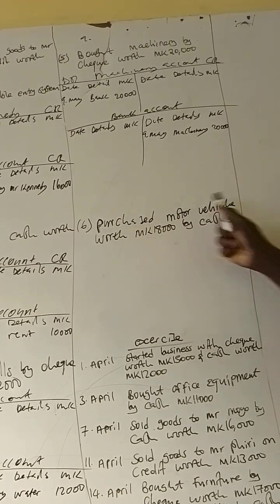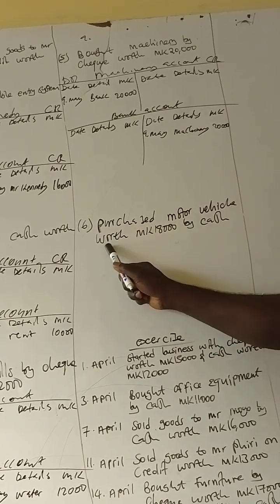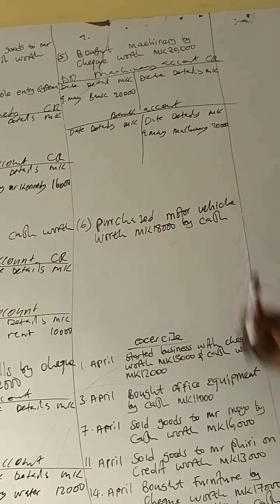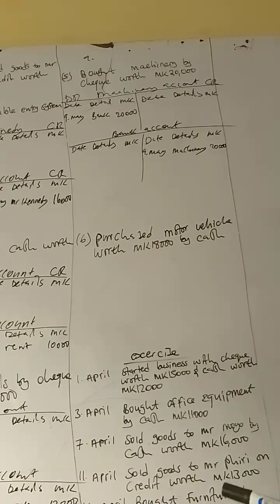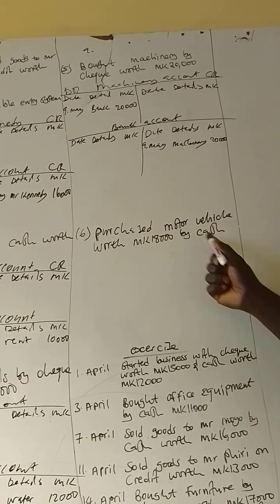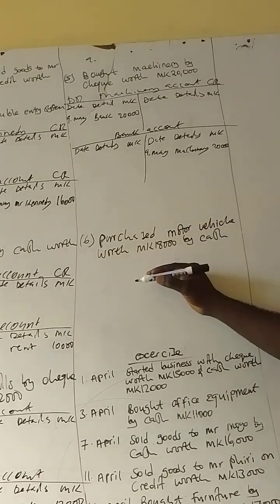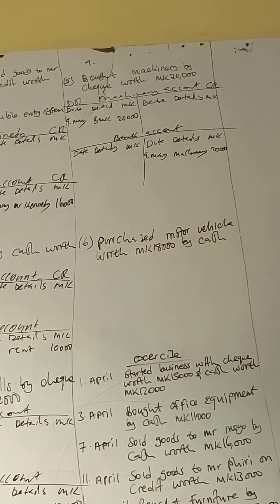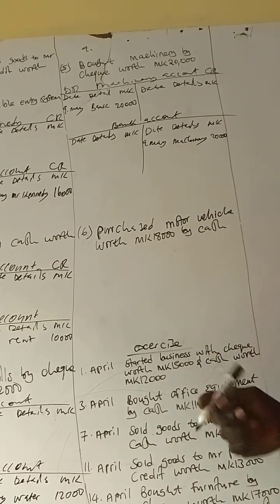The last transaction that we have is purchased motor vehicle worth 18,000 by cash. So if you have purchased a motor vehicle, which account has received here? The motor vehicle. You are going to debit motor vehicle and credit cash. Because for us, the money has gone out.